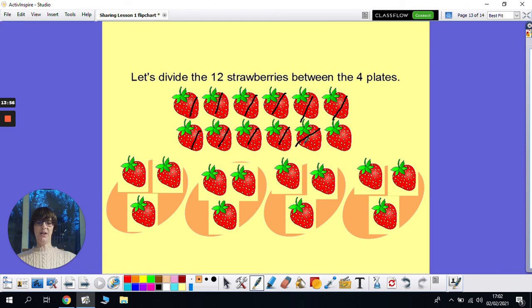And then we can see if you can tell me, what does my picture show this time? Remember, we were dividing 12 strawberries between the 4 plates. You're right. When we divide 12 strawberries between the 4 plates, it gives 3 strawberries on each plate. Well done.